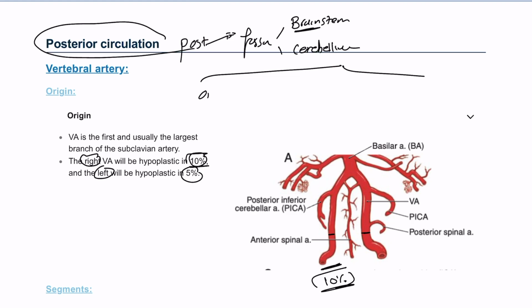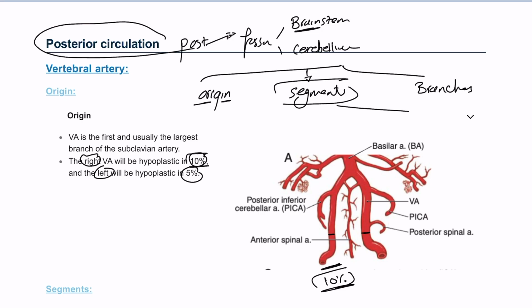So to be able to study the vertebral artery, we're going to focus on 3 points as always. The 3 points are: 1, what's the origin, and we talked about that it arises as the first branch of the subclavian artery; 2, what are the segments; and 3, what are the branches of the vertebral artery. Segments: the vertebral artery is divided into 4 segments: V1, V2, V3 and V4.